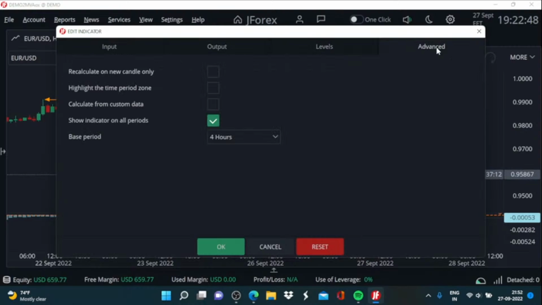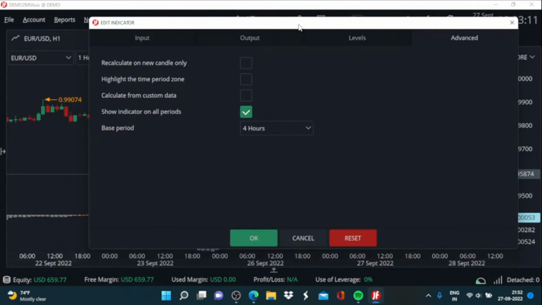Coming to the advanced editing option, if you want the output of the McClellan oscillator to remain constant throughout the current candle period, then you have to opt in for this. Only when a new candle is plotted, we will have changes in the output and new plotting will take place. But for the given current candle, it will remain constant throughout the candle period.